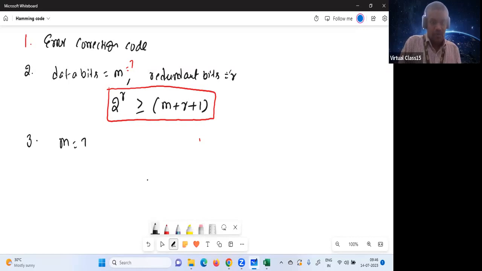For m equal to 7, r equal to 4, right? What is the length of the data to be sent? Data to be sent to the receiver. What is that length that the receiver receives?